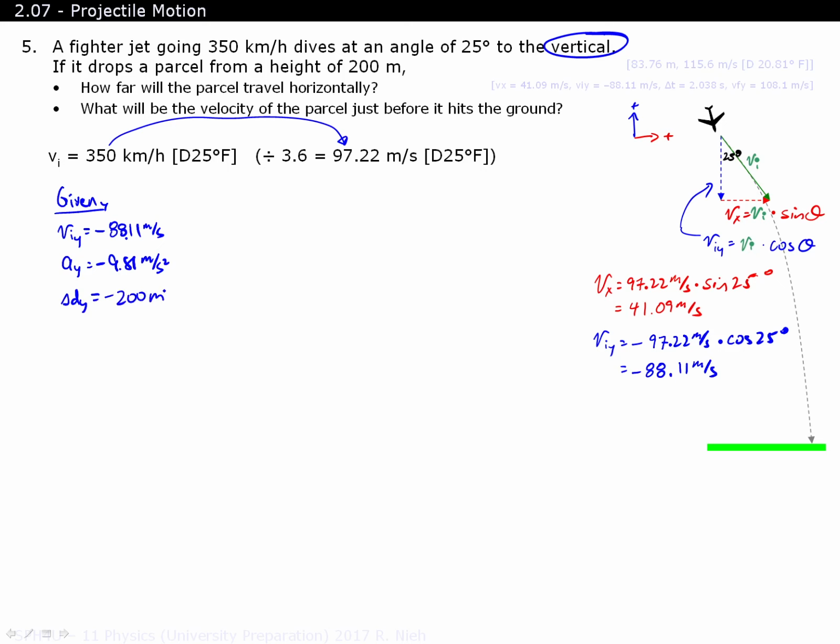Some of you might notice that we have minus signs over here, and yes, it is possible to assume downwards is positive, and it will work out. However, since I assumed upwards is positive, we'll continue with that narrative.